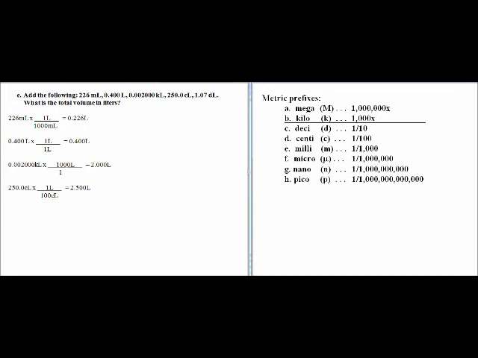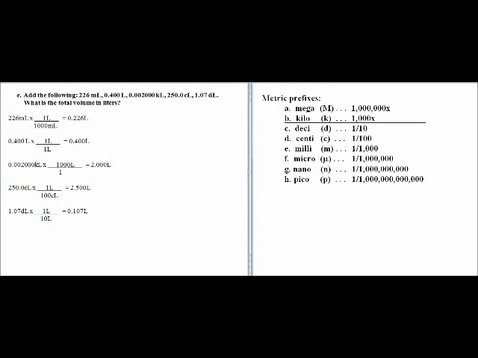The last number, 1.07 deciliters, uses the conversion factor of 1/10. Therefore, because we started with deciliters, our denominator will be 10 deciliters. 1.07 times 1 liter over 10 deciliters. 1.07 deciliters divided by 10 equals 0.107 liters. Now that we've converted all of our numbers into liters, we can now add them up.